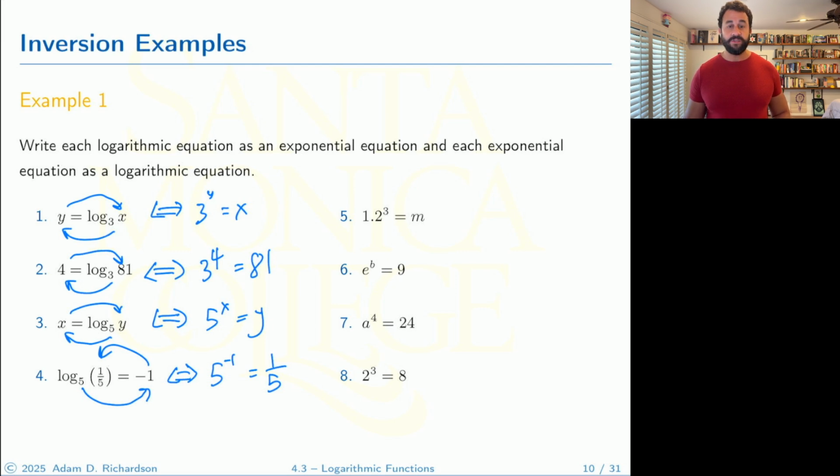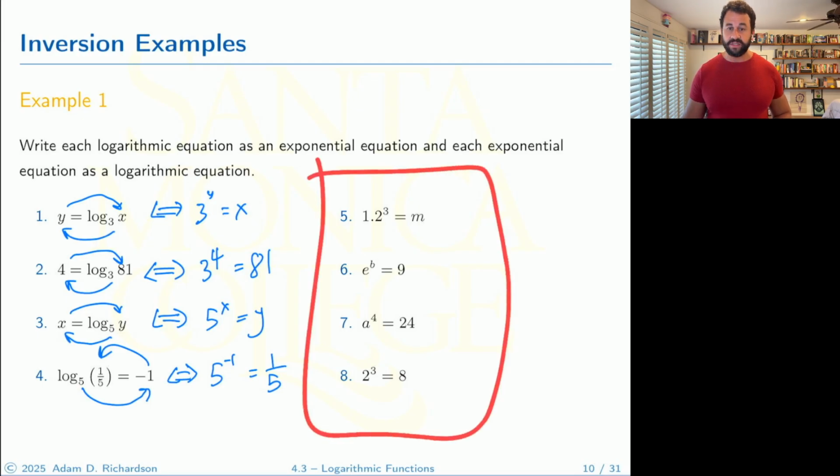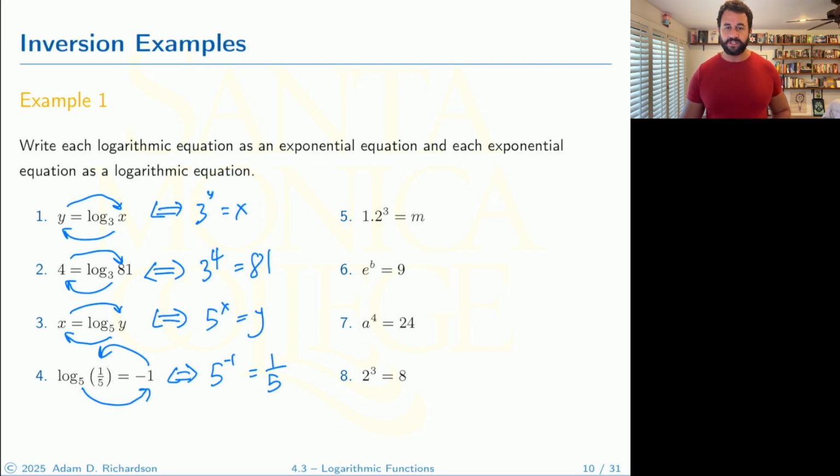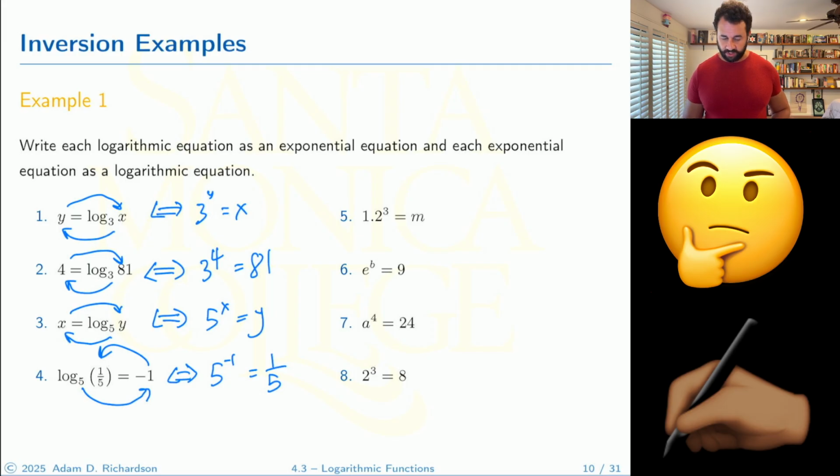Now, let's do the next batch. So now I want you to try to do these ones on your own. Try to convert these to logarithmic form. And my hint to you is to remember that the base is still the base. Doesn't matter which representation it is. The base is the base. What switches are the inputs and the outputs.